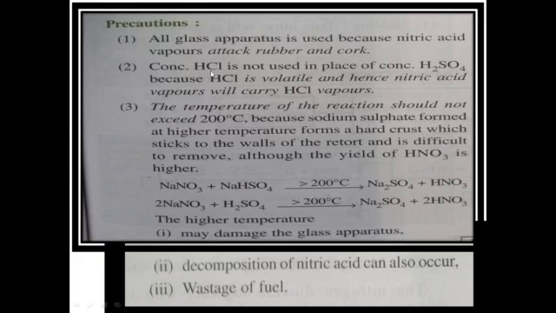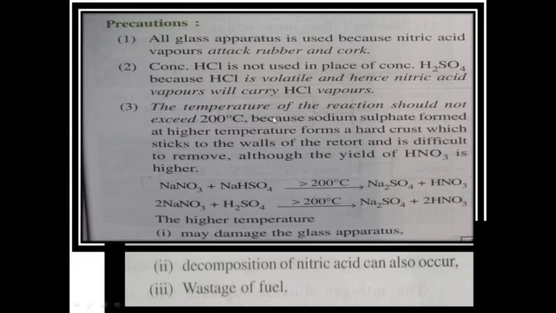Concentrated hydrochloric acid is not used in place of concentrated sulfuric acid because HCl is volatile, and hence nitric acid vapors will carry HCl vapors. This is also the reason why we do not use nitric acid while preparing hydrogen chloride gas, because both are volatile in nature and they may mix with each other. So in order to get pure acid, we do not use a volatile acid; we use sulfuric acid, which is not volatile.